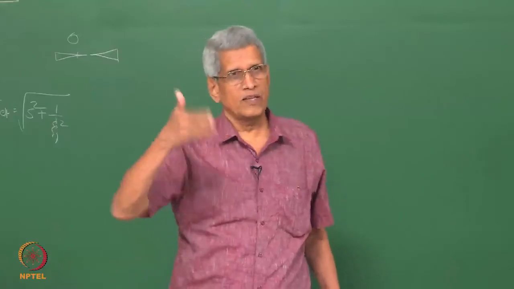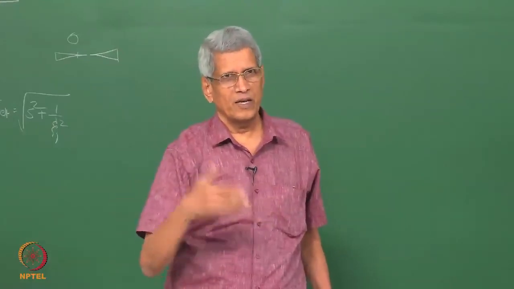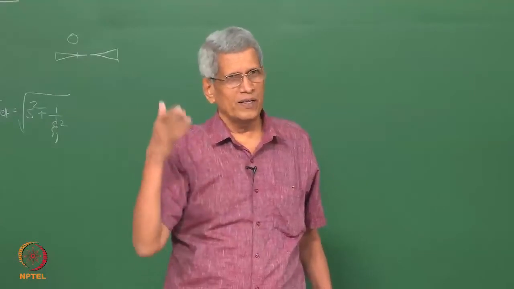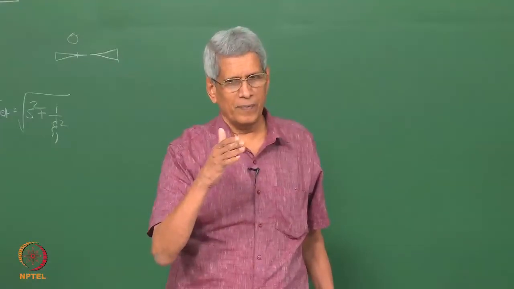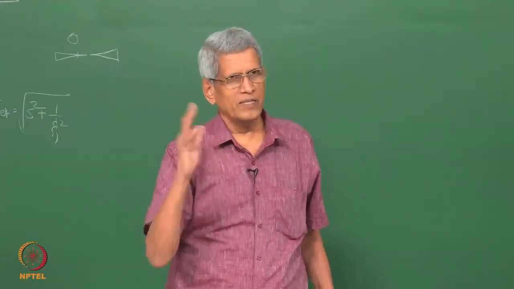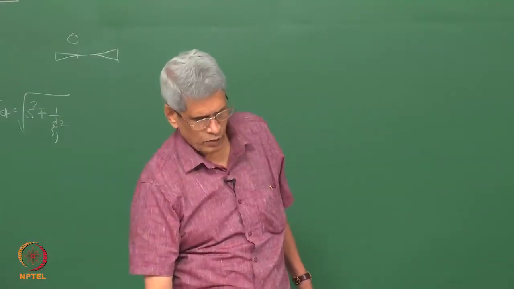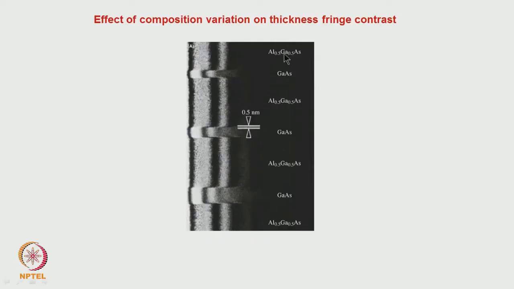So if it is like a multi-layer, psi g will vary locally, and that will have an effect on the periodicity of these bright and dark fringes. That is what you can see here. You see, this is gallium arsenide, this is aluminum gallium arsenide. Now you can see how the fringes are changing. Gallium arsenide has a higher fringe spacing. So here you see that when the aluminum is introduced, the fringe spacing has changed, correct.